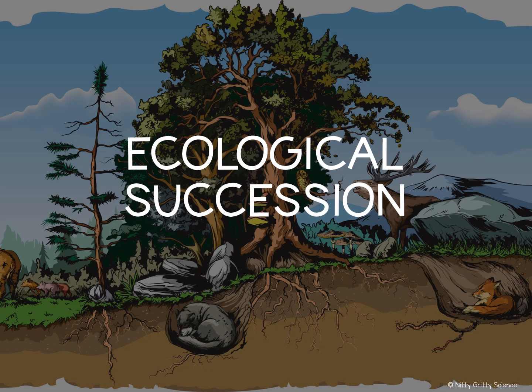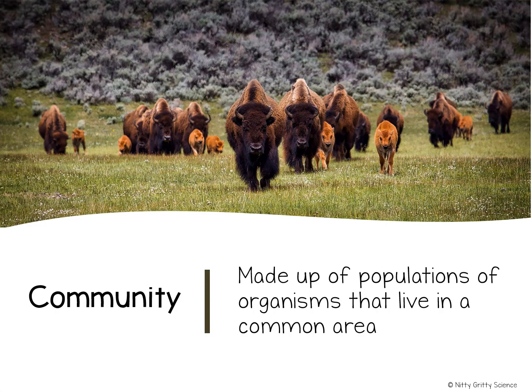Ecological succession. A particular area usually contains more than one species of organism. The prairie, for instance, includes prairie dogs, hawks, grasses, badgers, bison, and snakes. All the different populations that live together in an area make up a community.